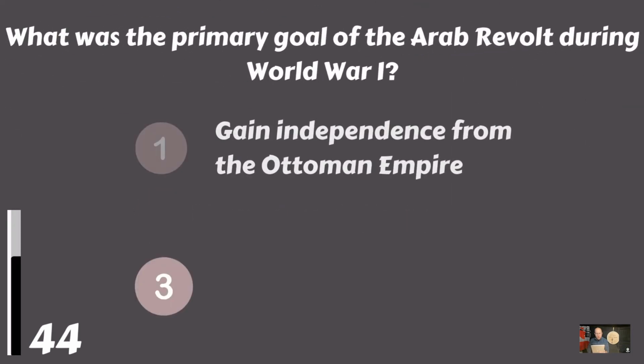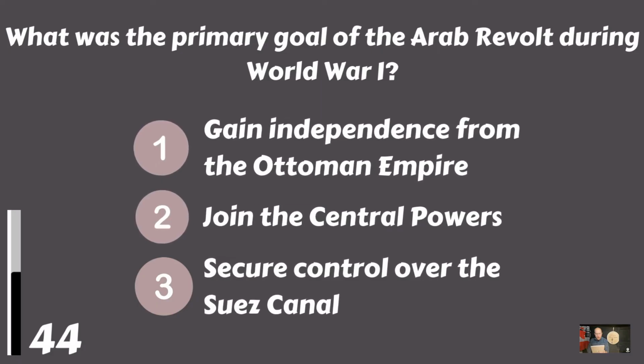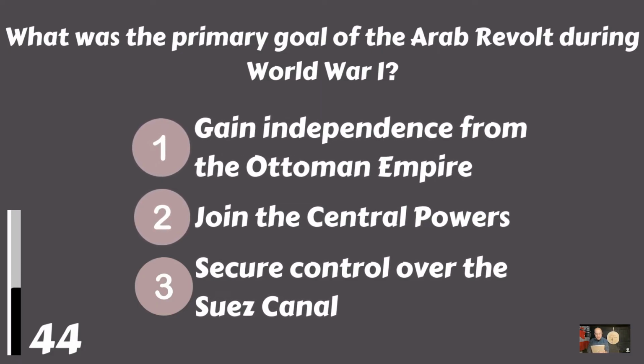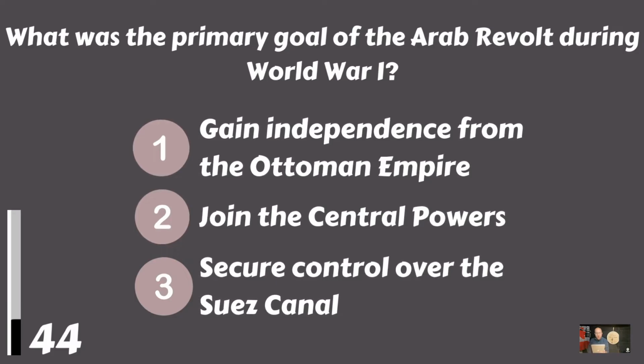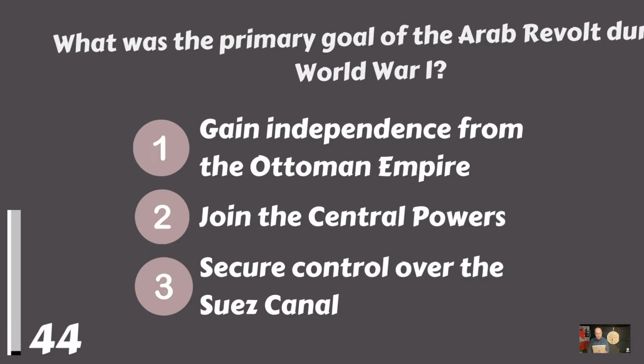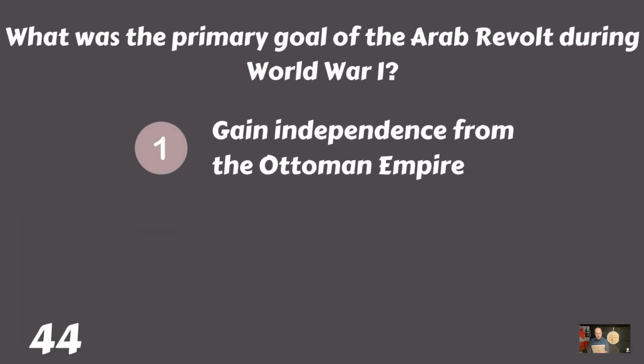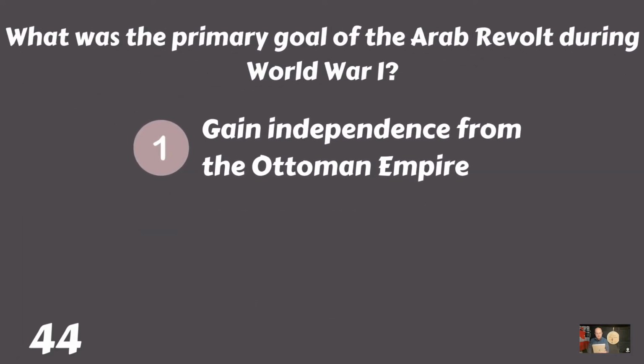What was the primary goal of the Arab Revolt during World War I? To gain independence from the Ottoman Empire, to join the Central Powers, or to secure control over the Suez Canal? It was to gain independence from the Ottoman Empire.